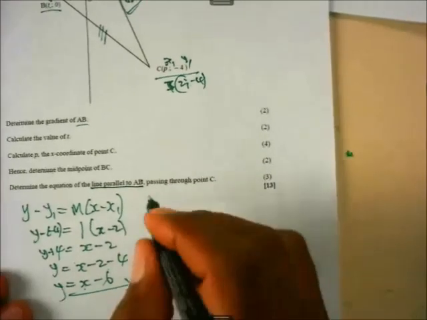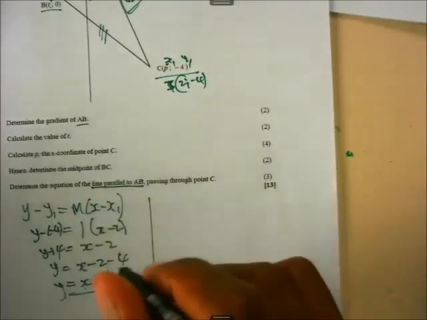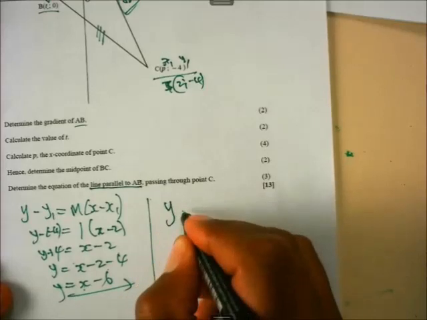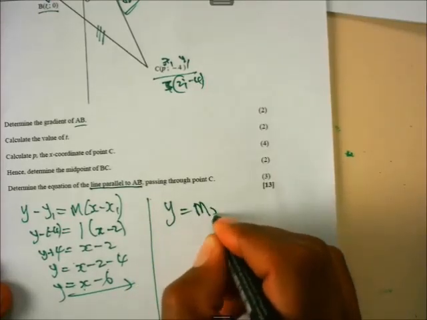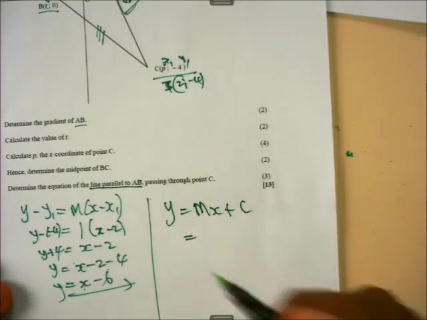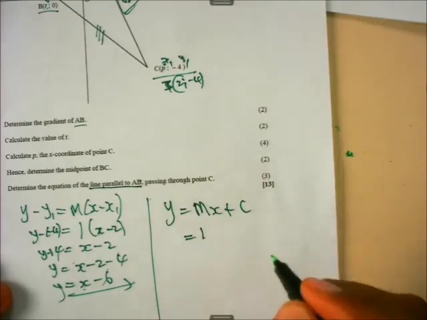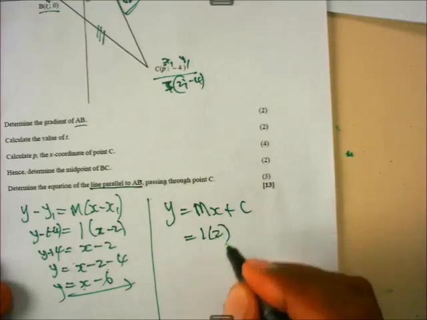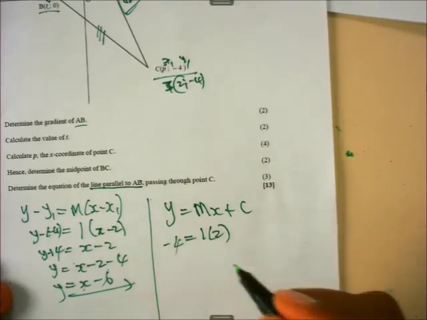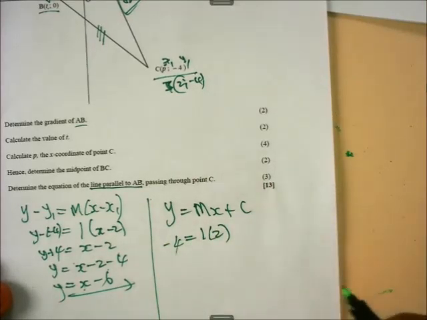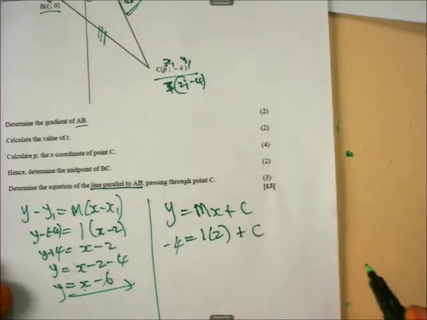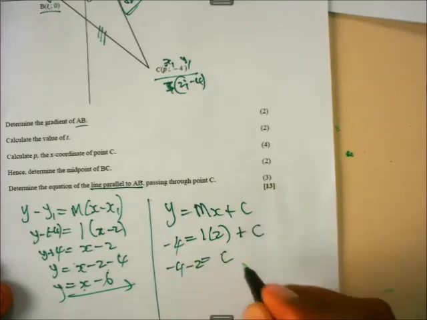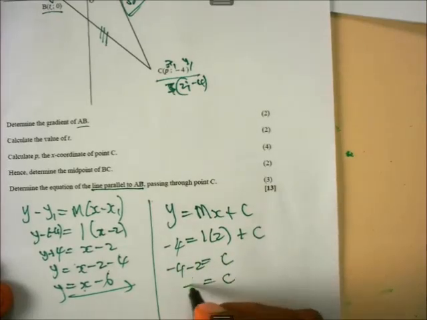Boys and girls, of course, one will say that you're always taking y minus y1 equals m into x minus x1. Even if you take y equals mx plus c, we are still going to get the same answer, because the gradient is 1, and now you take one point on that line where x is 2 and y is minus 4. Now we are determining the value of c: minus 4 minus 2 equals c. Therefore, c is minus 6.